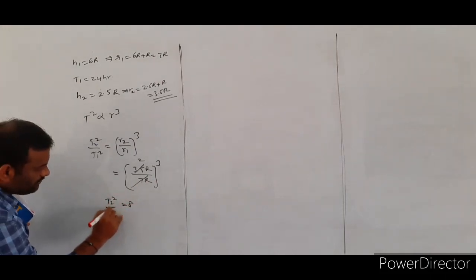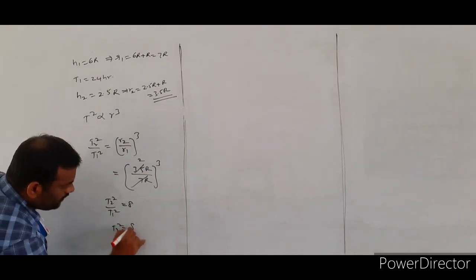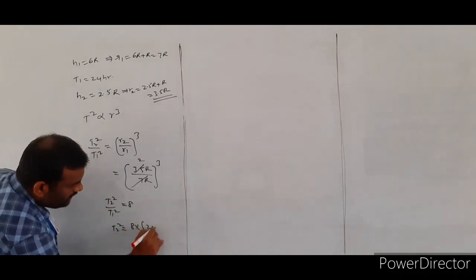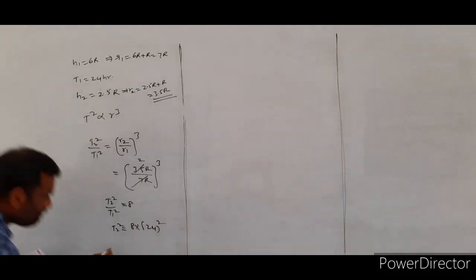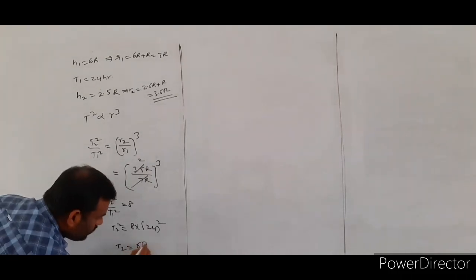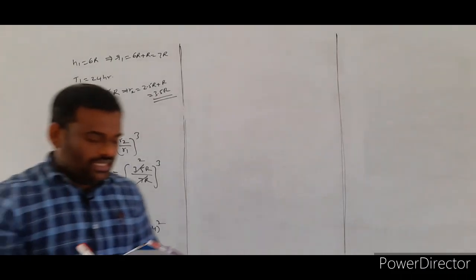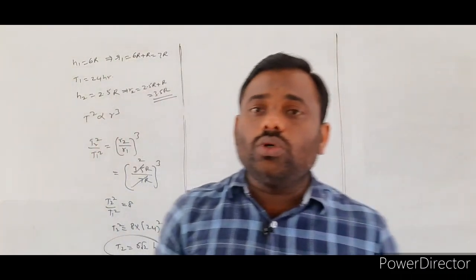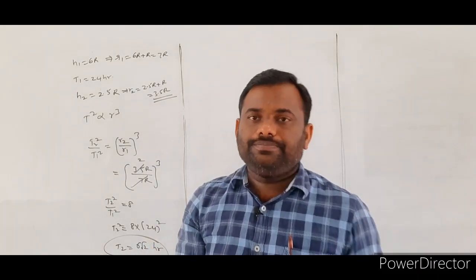So T2 square by T1 square is equal to 8. T2 square is equal to 8 into 24 whole square. If you simplify, you will get T2 is equal to 6 root 2 hours. So that is about the numerical of 21.